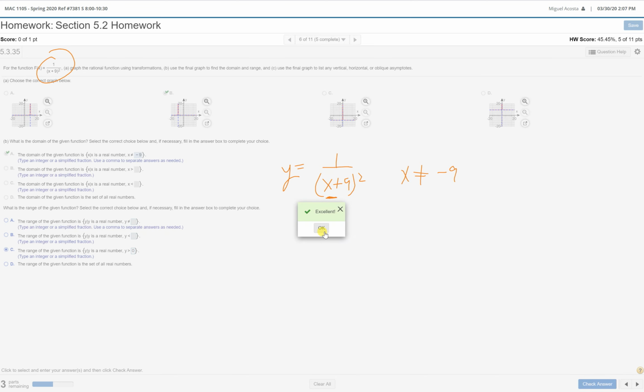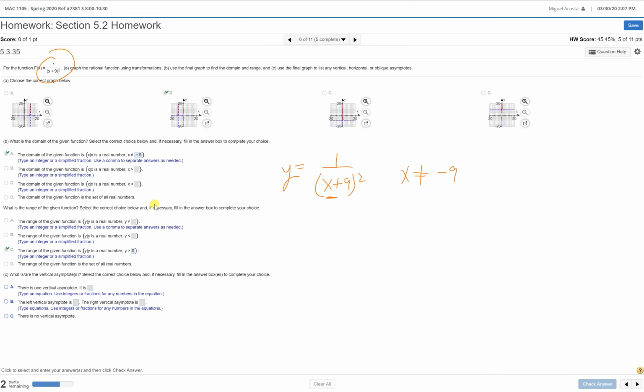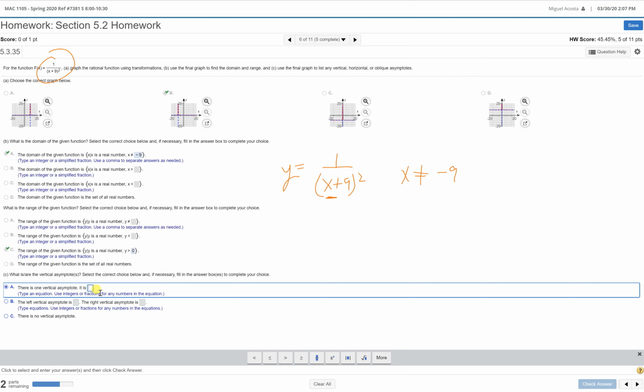Check answer. Excellent. Vertical asymptotes. Well, we talked about this. Vertical asymptote is going to be that restriction, right? And I believe it was negative 9. Yeah, there it is, negative 9. So it's going to be x equals negative 9. Alrighty.